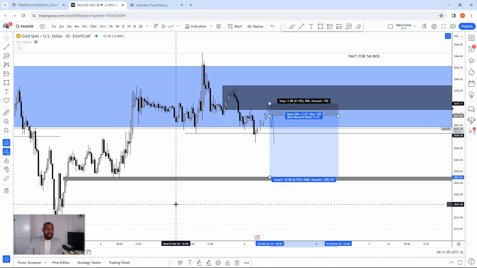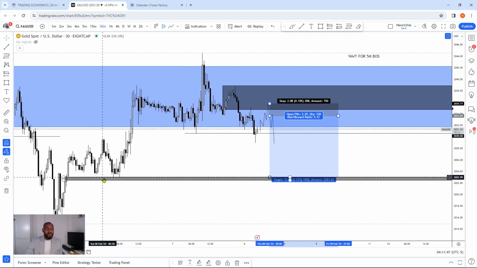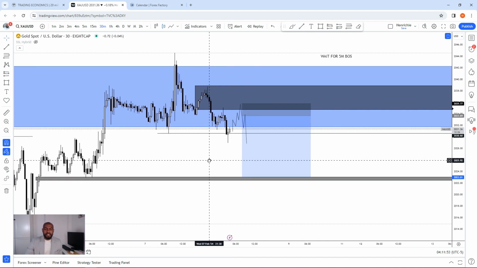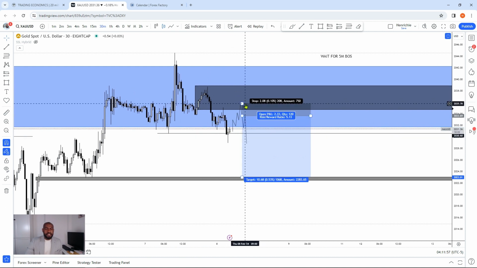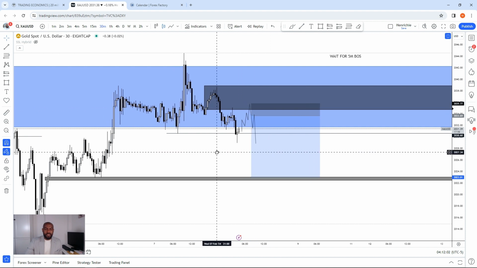Take profit will be this low. As you can see right here, we'll have a relative equal low, and we'll also have an inefficiency. So this is what I'm watching. So hopefully if price comes into this key level and shows us a trade, I'm going to take that as well and also share with you all.